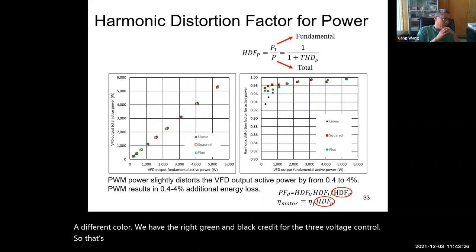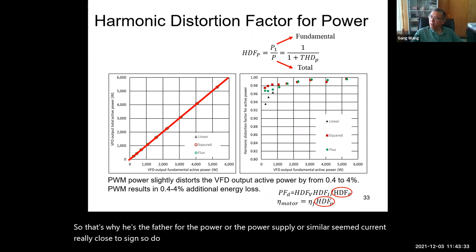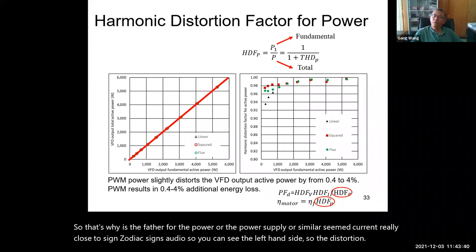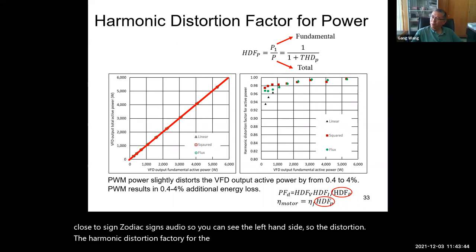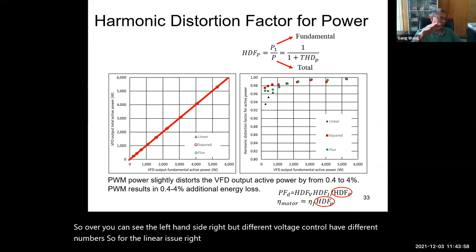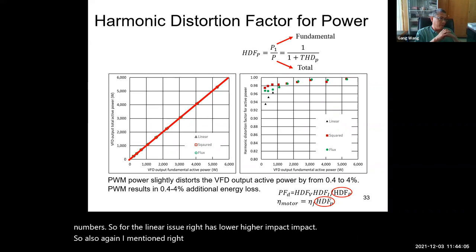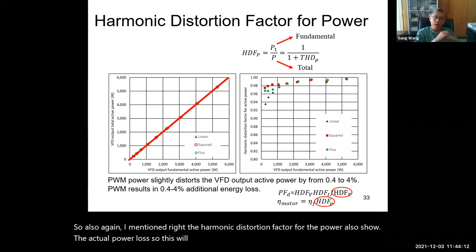So next one is for the power. The power is similar to current, really close to sine wave. You can see on the left-hand side the harmonic distortion factor for the power is from 0.4% to 4%. But different voltage controls have different numbers. The linear ratio has a higher impact. Again, the harmonic distortion factor for the power also shows the actual power loss, which will impact the phases. Actual power loss is also about 0.4% to 4%.